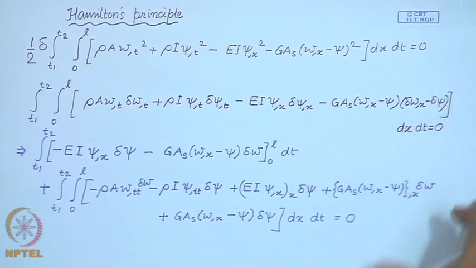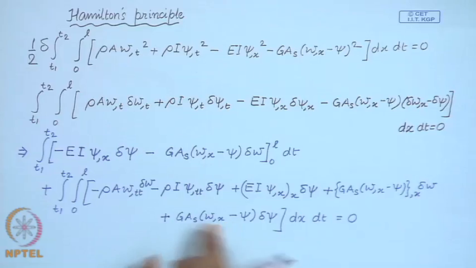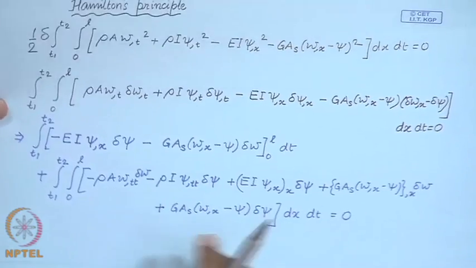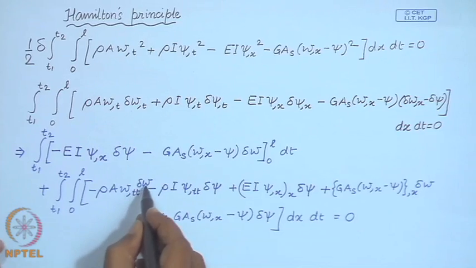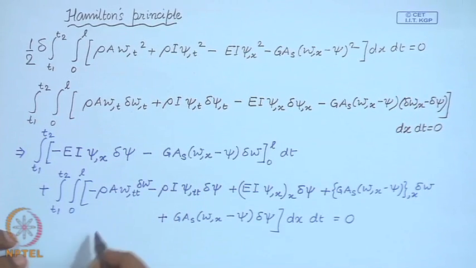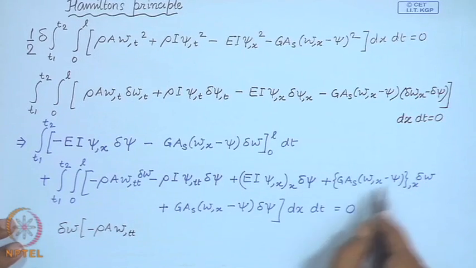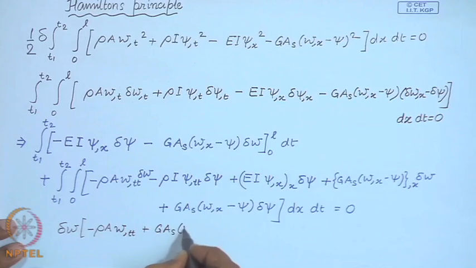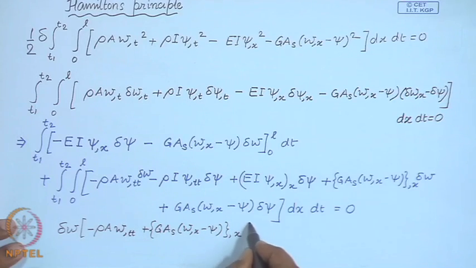Now, again using the condition of vanishing of these variations at the boundary and variation over the domain, we can again invoke the same arguments and obtain the equation of motion. So, we have to collect terms of delta W. So, from here the coefficients of delta W. So, we can say that for arbitrary variation W, if this integral has to vanish, then this must be 0.